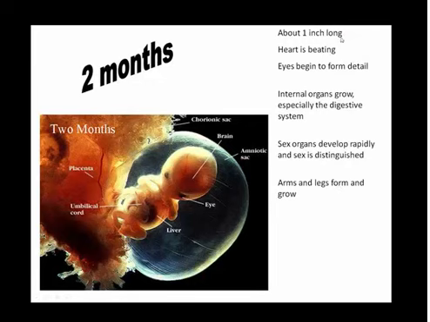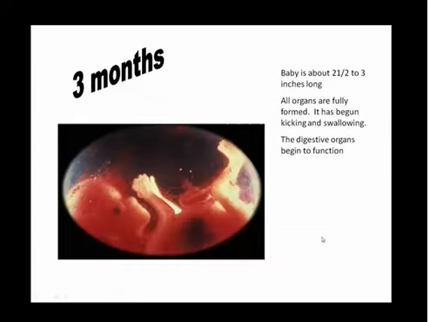So it says 1 inch long, the heart is beating, eyes begin to form detail, internal organs grow, especially the digestive system. The sex organs rapidly develop and sex is distinguished, and arm and leg forms grow. So at the end of the embryo stage, basically all the basic organ systems have been set up. Now, the rest of these pictures are all the fetal stage. So at 3 months, the baby is about 2.5 to 3 inches long. All organs are fully formed. It has begun kicking and swallowing, and the digestive organs begin to function.